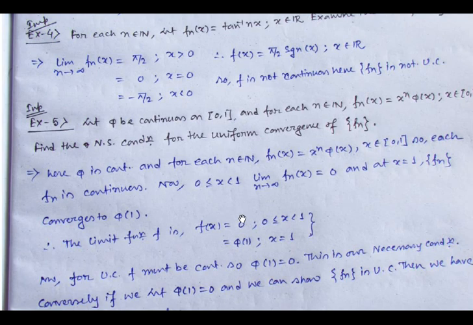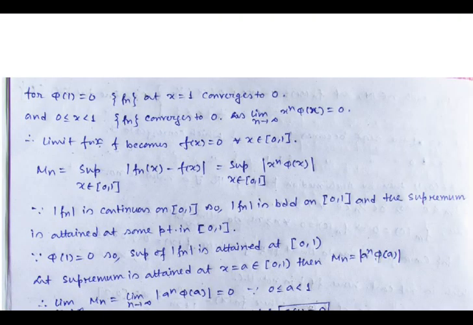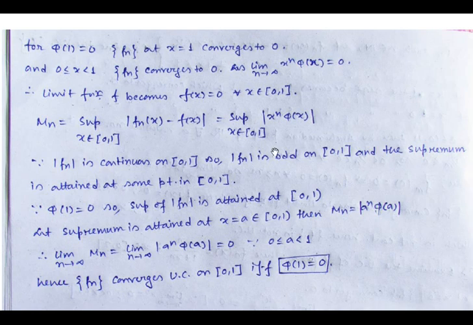Then the limit becomes a constant, that is 0, and then we can declare that it will be uniformly convergent. It becomes the necessary condition. But what will be the sufficient condition? Considering phi(1) equal to 0, we have simply checked how it converges uniformly. Because for phi(1) equal to 0, we can see the sequence of functions f_n at x equal to 1 converges to 0. And for the rest of the portion, it converges automatically to 0. So the limit function automatically becomes the 0 function.